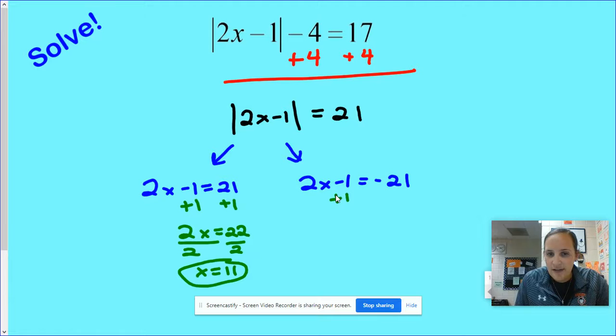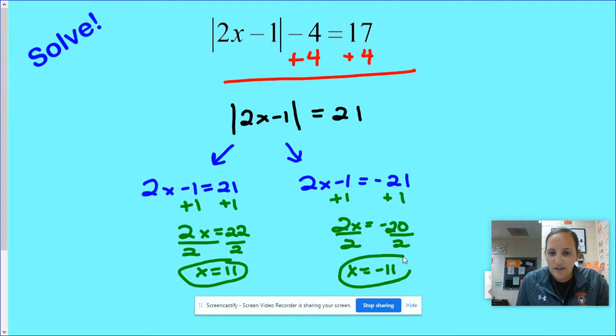Same thing over here. I'm going to add 1. Be careful. It should not give you an answer of 11 again. It's not that it can't happen, but a lot of people assume that it's just 11, and then the other answer is, oh, it's -11. It's not exactly how this works, right? Because when I take this -21 plus 1 is going to be -20 divided by 2. The actual answer is x equals -11. Very good. So that's 1.6a.